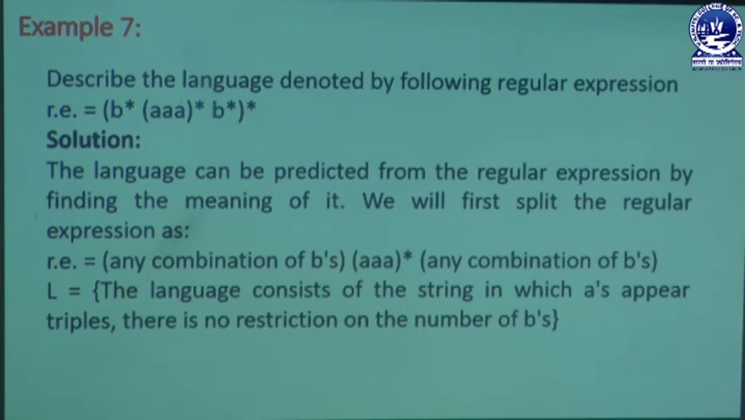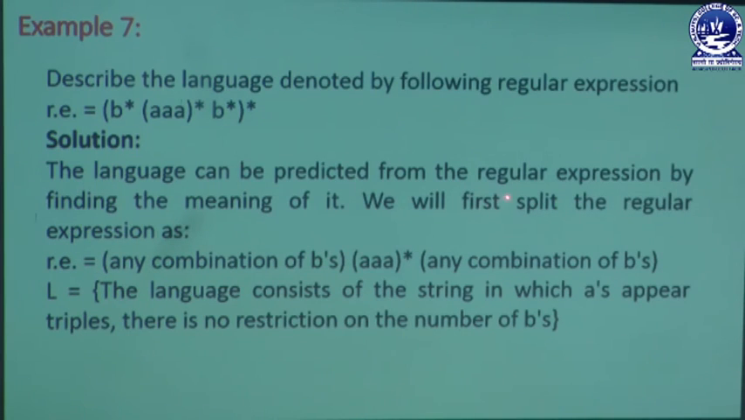In the next slide we are going to discuss one of the most important examples in our theory of computation. Here the question is: describe the language denoted by the following regular expression, R equal to B star, then triple A star, then B star, whole star. The language can be predicted from the regular expression by finding the meaning of it.